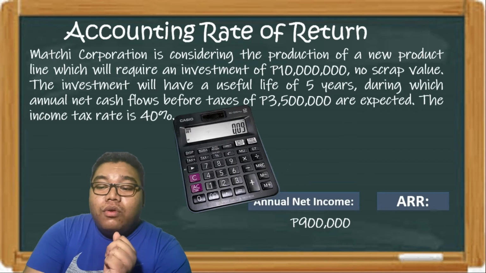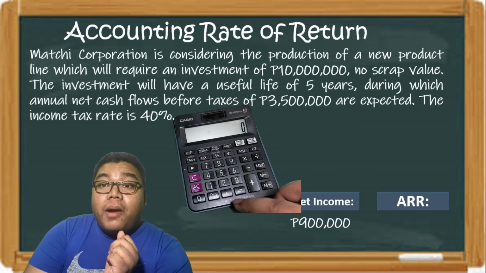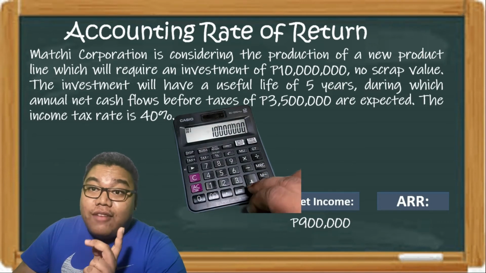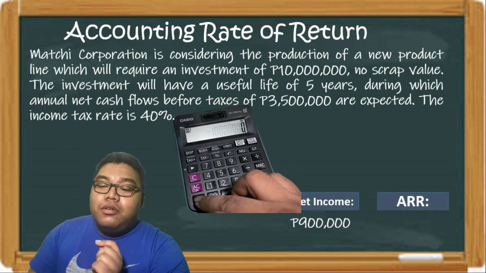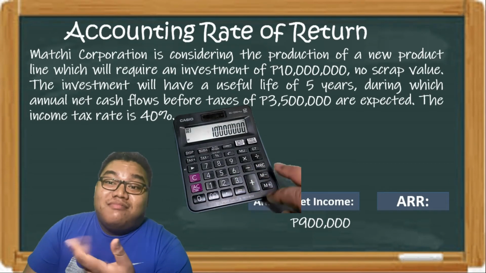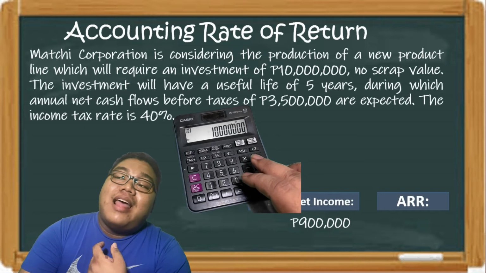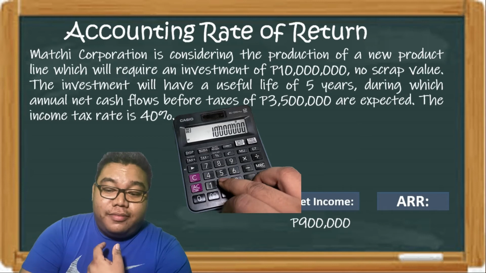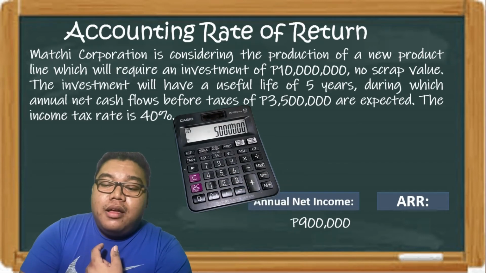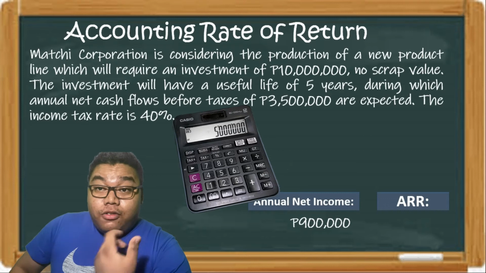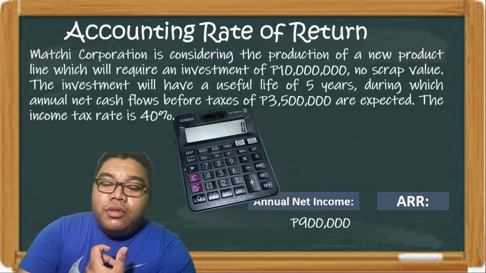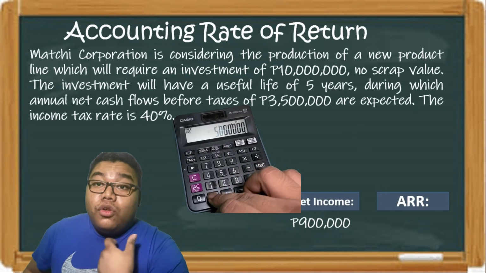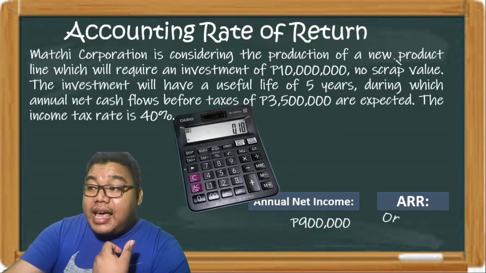But if you would use the average investment, you would get the value of the investment at the start, which is 10 million, plus the value of the investment at the end of life, which in here, you have no scrap value, so therefore it's 0, plus 0, 10 million, divided by 2 rather. So 10 million divided by 2, you have 5 million. Now, 900,000 divided by the average investment of 5 million, you would have 18%.